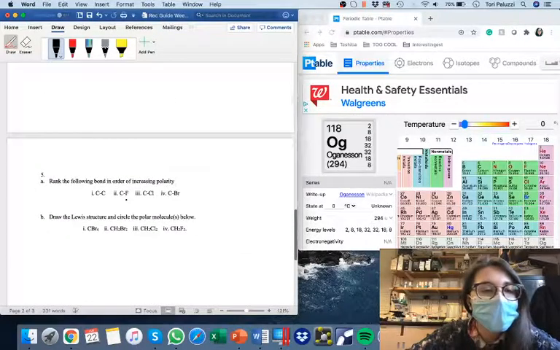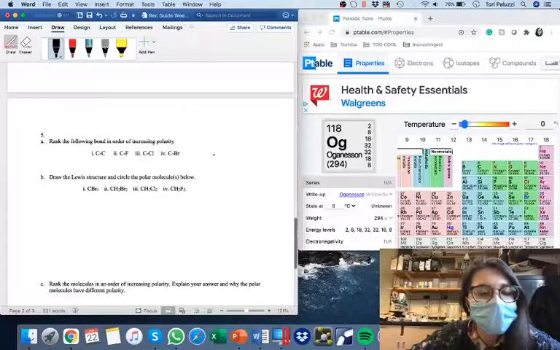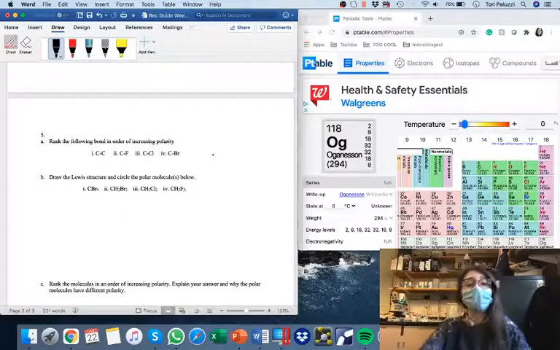All right, now rank the following bonds in order of increasing polarity. So again, we're just going to go over here and look at our electronegativity.